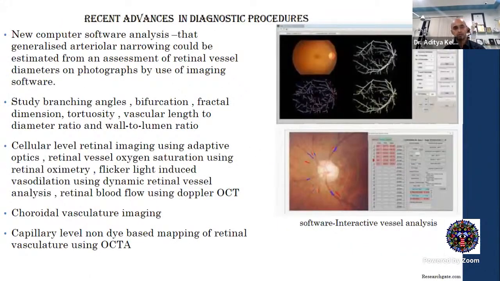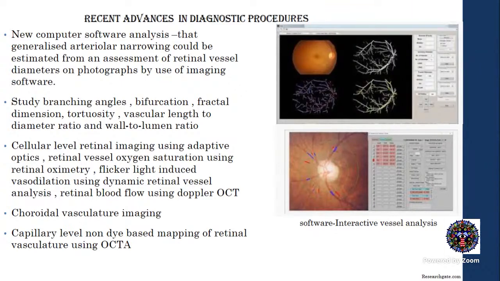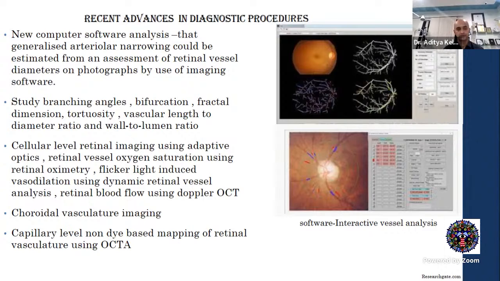Recently, there are a few new analysis software packages available nowadays for patient monitoring. Especially arteriolar narrowing is one of the most important signs of hypertensive retinopathy, which can be assessed by taking serial photographs, and computer software can analyze the extent of retinal narrowing. Also, you can see the branching angles, bifurcation, fractal dimensions, tortuosity, and the vascular length to diameter ratio and wall to lumen ratio. All these parameters would also go a long way in trying to find out whether a patient is likely to develop any cardiovascular morbidity or mortality.